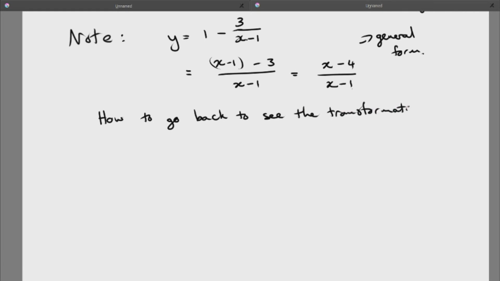Is everyone happy with the problem that we have when it's that simplified form? But if I tell you x minus 4 over x minus 1, how many transformations are there? I don't know. I can't see them. But in the original, 1 minus 3 over x minus 1, I can see them. The 1 is a vertical shift. The 3 is a stretch. The minus in front of it is a vertical reflection. The x minus 1 is a horizontal shift. Everything's fine. How do I get the general form to look like the transformation form, whatever you want to call it? How do I make it look like that so I can see what the transformations are from that basic one? The answer is long division.